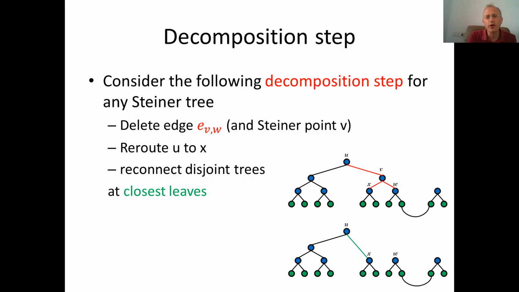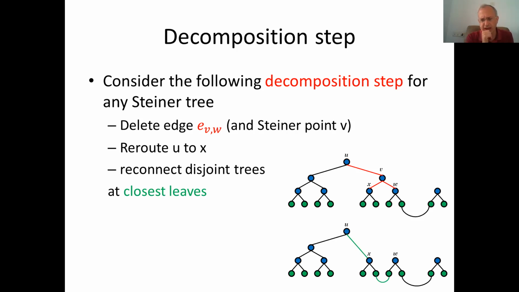So let's consider the following decomposition step for any Steiner tree. We're going to delete the edge here connecting V and W. We'll reroute the parent U to X, okay? So that's not a loss, it's connected to X anyway via V. But we gain that we deleted the edge VW. Now we have two trees that aren't connected, but we'll have to connect them. So that's what we pay. Okay, so what do we gain?